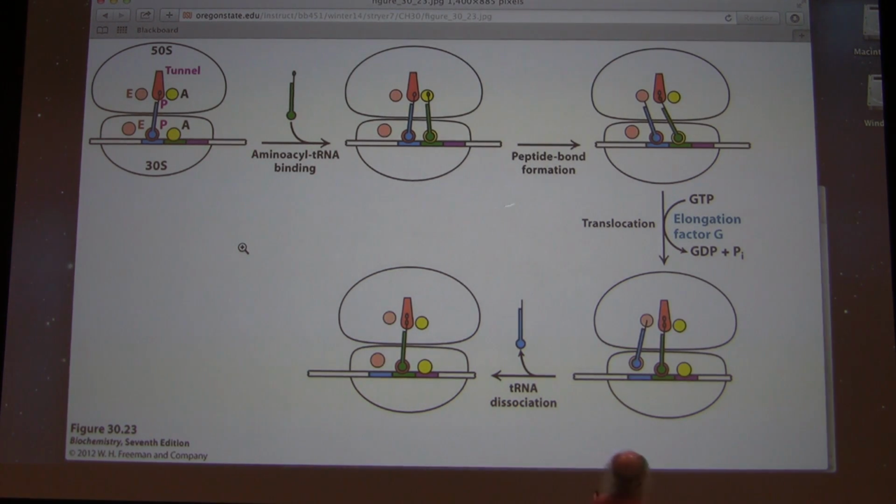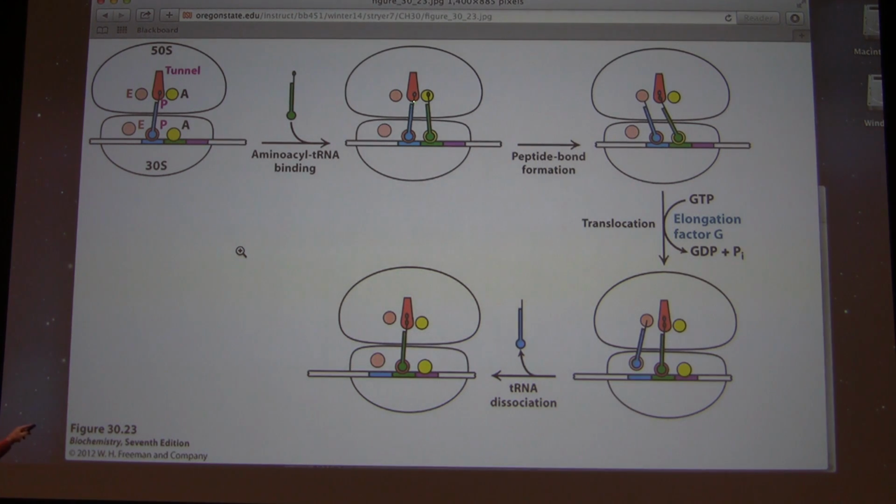Okay, well, assuming we've got the right one in there, we have the situation that you see in the second panel there. That is, the P site has the transfer RNA, in this case with just F-Met, and this guy has the next amino acid specified by that codon. We are ready at this point, then, for peptide bond formation. That's going to join the two amino acids.